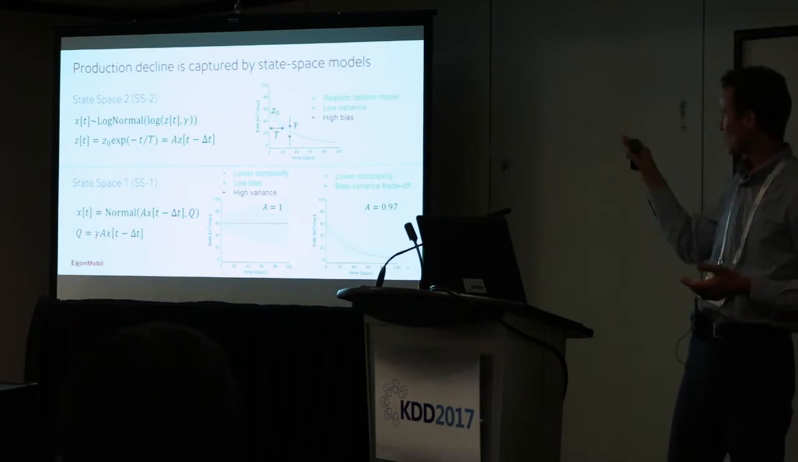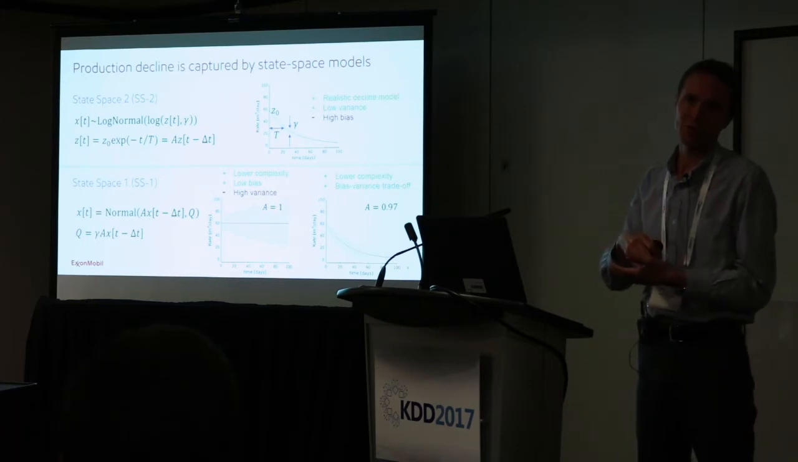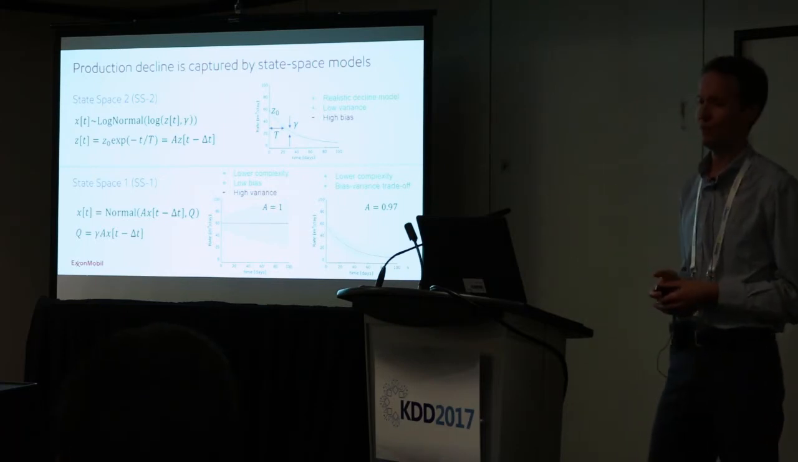Maybe I should explain why I'm saying it has lower complexity. This is just because we have a lower dimensionality. We have fewer parameters per well. So that's the motivation in part of this simple model.